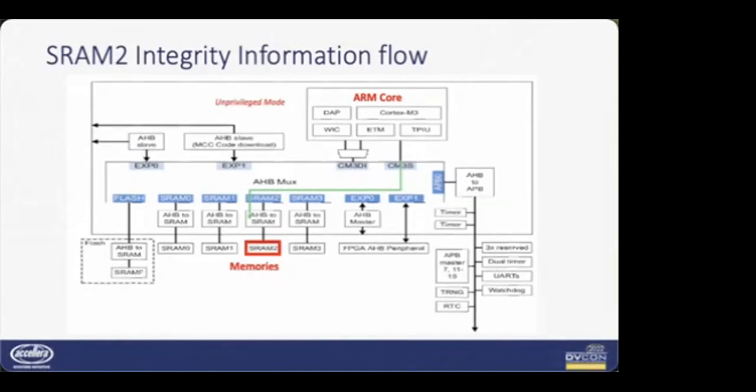But in the unprivileged mode, the ARM core cannot write into the SRAM2. It can only read from the SRAM2. Thus, writing data into the SRAM2 in unprivileged mode is illegal.